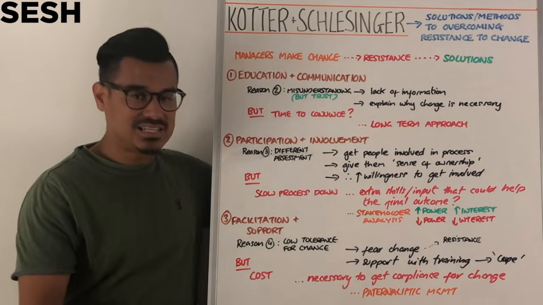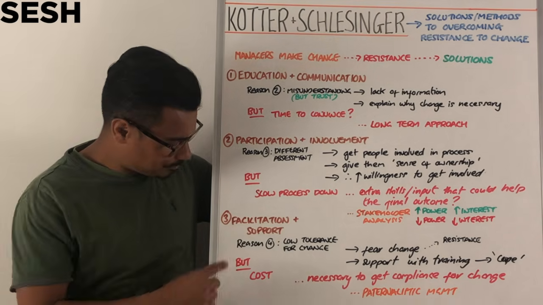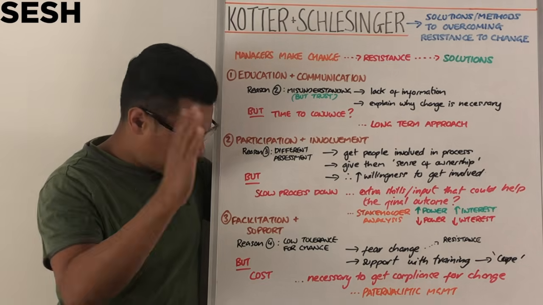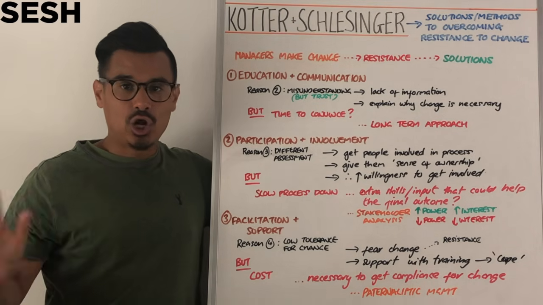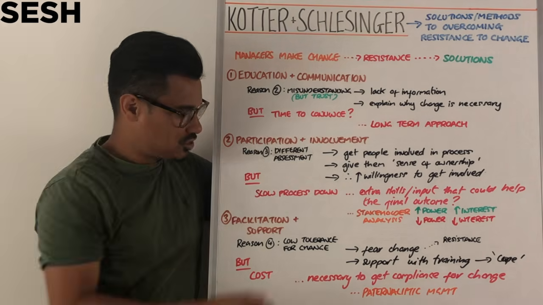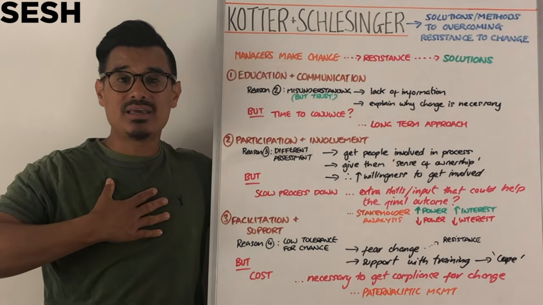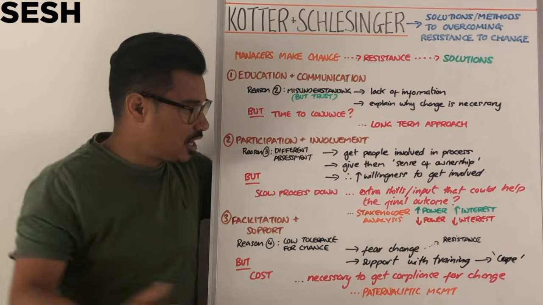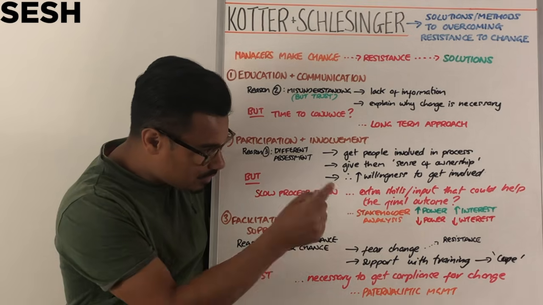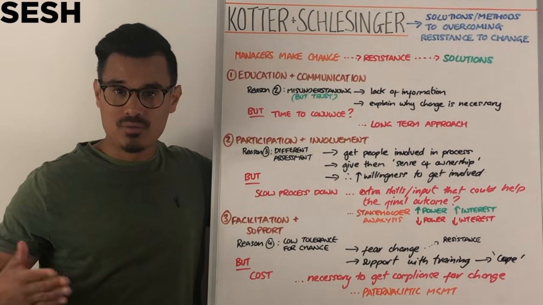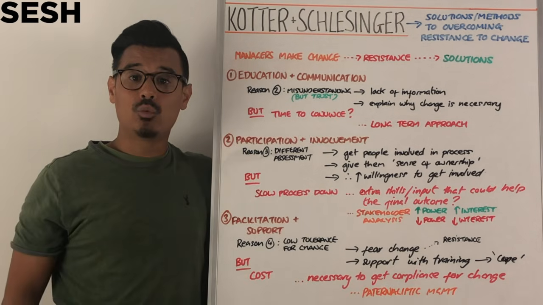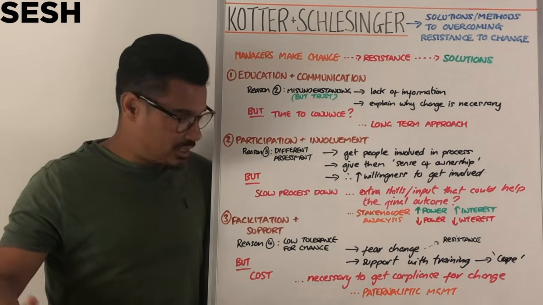Number 3 is facilitation and support. It could be that you have workers that are not interested in change. They've got low tolerance for change. So their resistance is low tolerance to that change because maybe they're bricking it. They fear the change. So there is resistance. Therefore, you might want to support them. You might want to hold their hand with the training so they can cope when the change comes out.